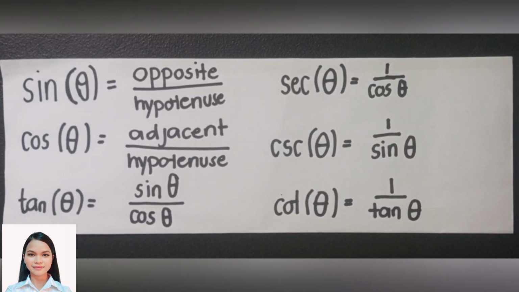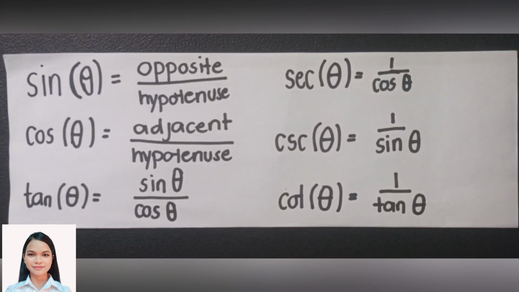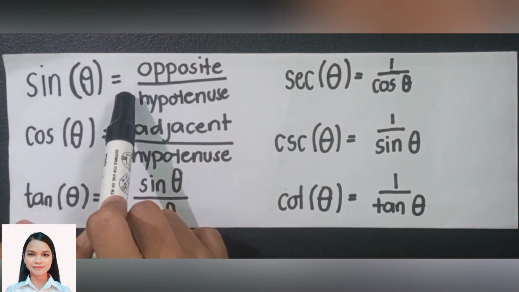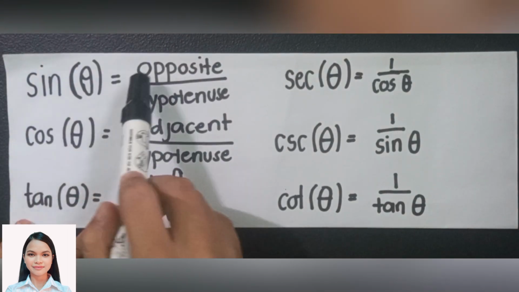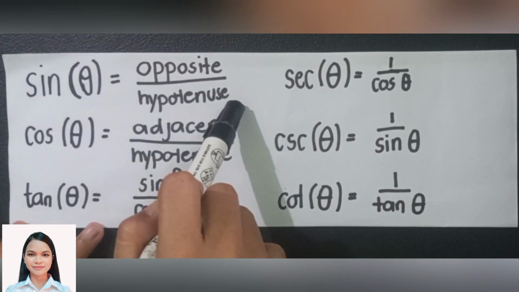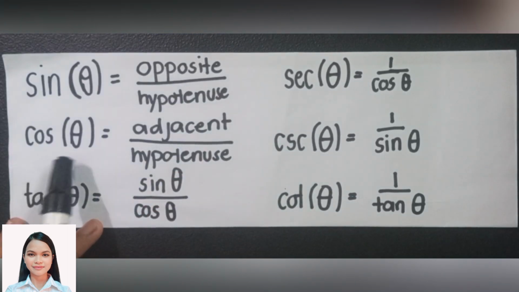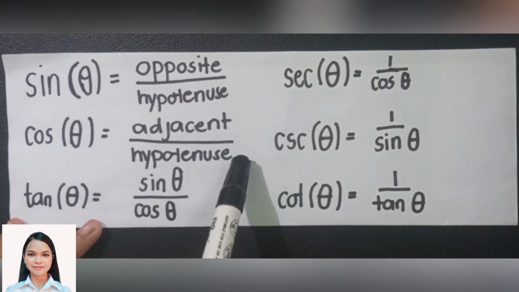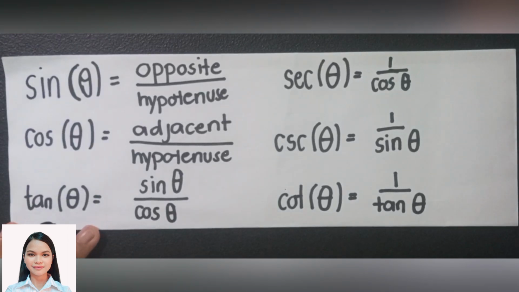So now that we understand the unit circle, let's explore the 6 trigonometric functions. Trigonometry is built on 6 fundamental functions. First is sine theta, or the y-coordinate on the unit circle, which is the opposite over hypotenuse. For cosine, it is the x-coordinate on the unit circle, or the adjacent over hypotenuse. For tangent, it is the ratio of sine to cosine.